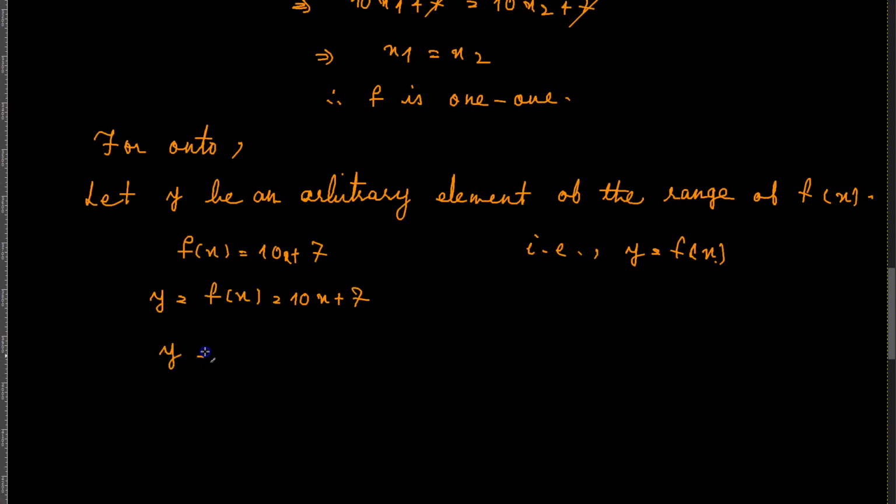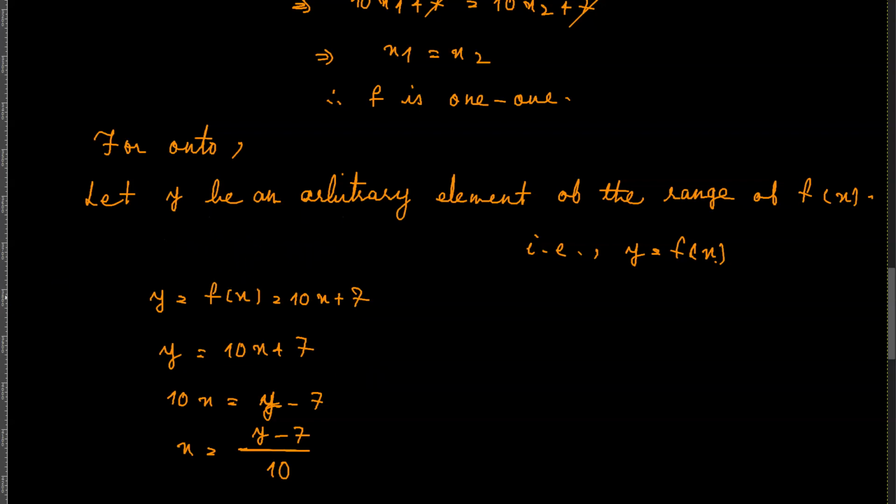So that means that y is equal to 10x plus 7, and if I solve for x, I will get 10x is equal to y minus 7, which means that x is equal to y minus 7 divided by 10, right? Now here we said that f of x is equal to 10x plus 7.